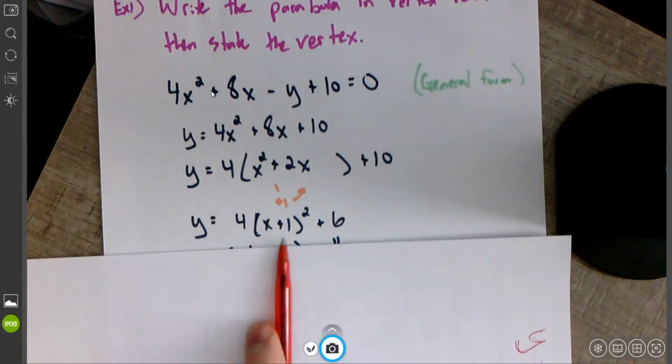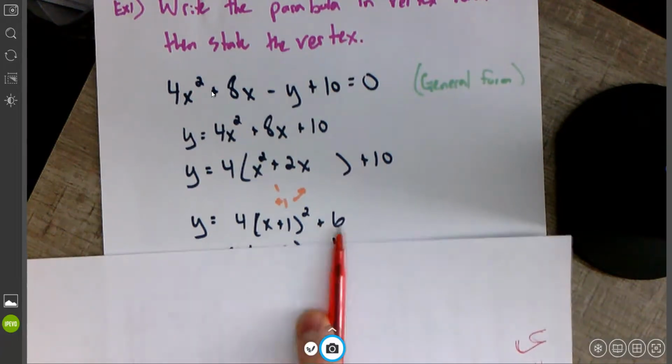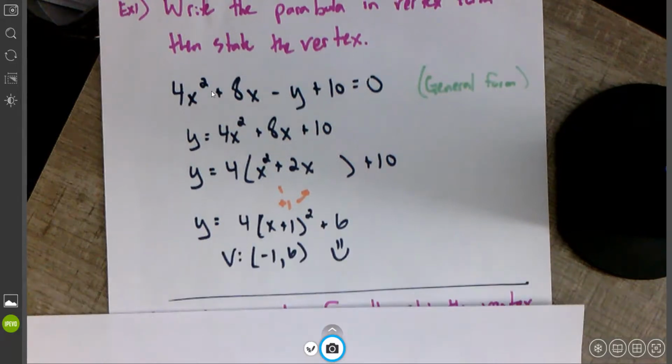It said state the vertex. The vertex would be at (-1, 6), and we're done.